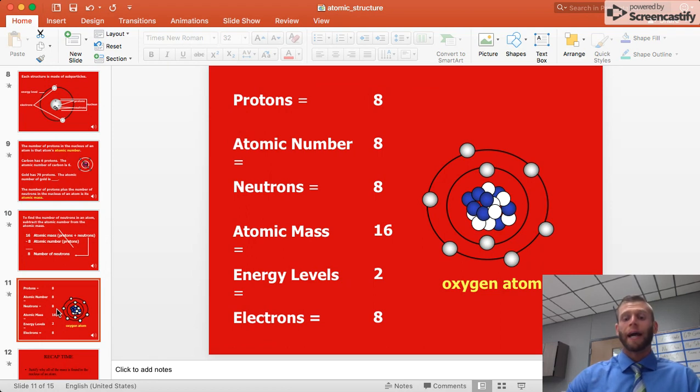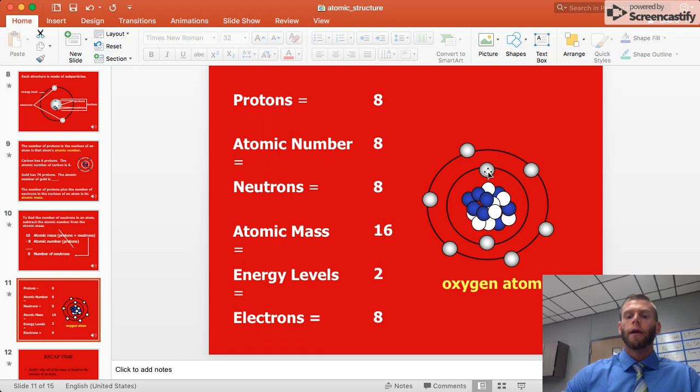So here's another look at oxygen, which we just talked about on the previous slide. It has 8 protons, has an atomic number of 8. So then it has 8 neutrons. The atomic mass was 16, right? Because I just add my protons and my neutrons. That gives me my atomic mass. It has 2 energy levels, as you can see here, the 2 circles, 2 energy levels. Only 2 electrons can go in the first energy level. As you can see, there's only 2 electrons in the first one.